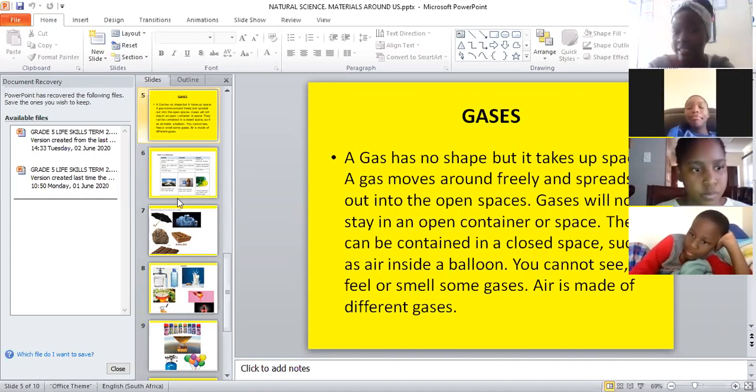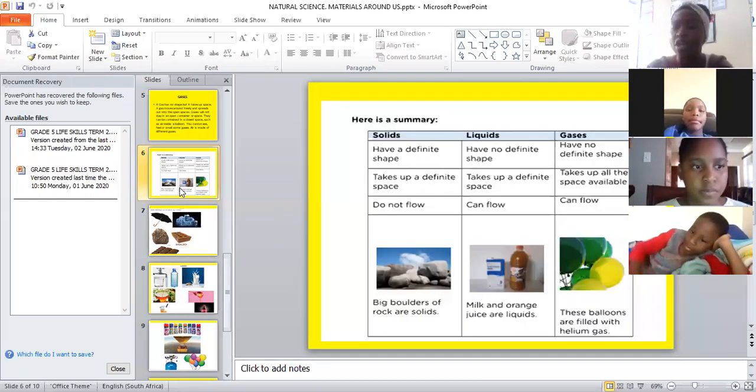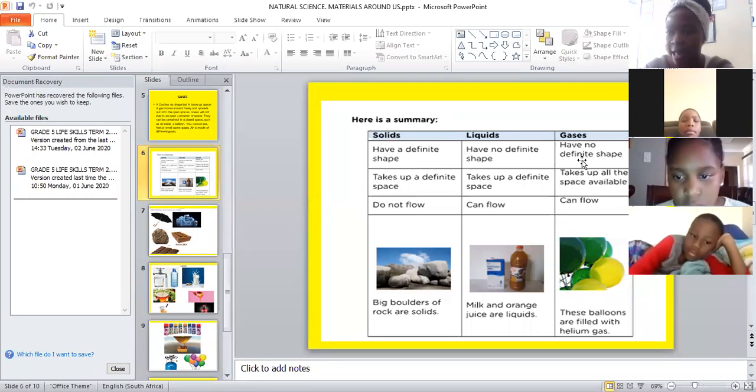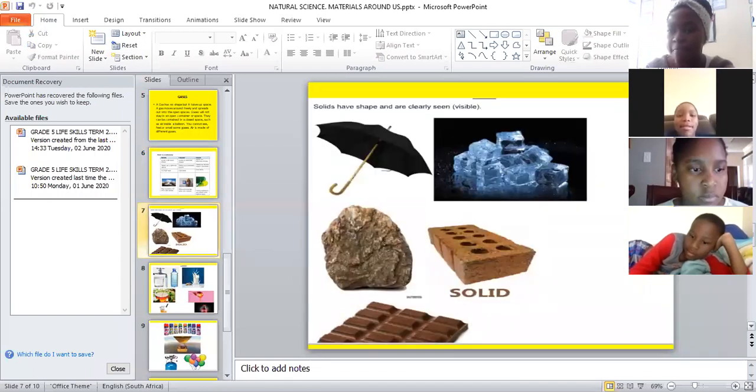So here, do you see on the screen? Can you see? It's a summary of solids, liquids, and gases. Ne? Atlahang, can you read solids for me?